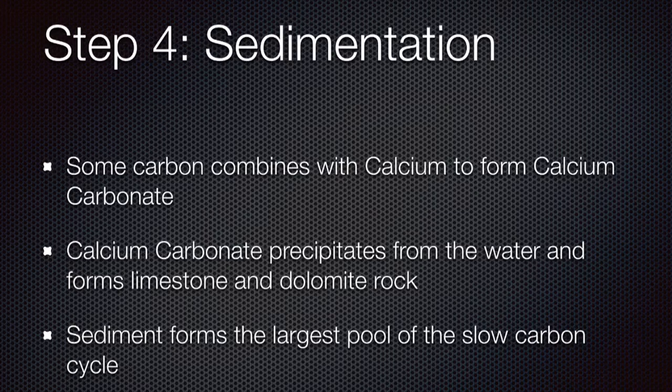Some carbon combines with calcium to form calcium carbonate. Calcium carbonate precipitates from the water and forms limestone and dolomite rock. Sediment forms the largest pool of the slow carbon cycle.